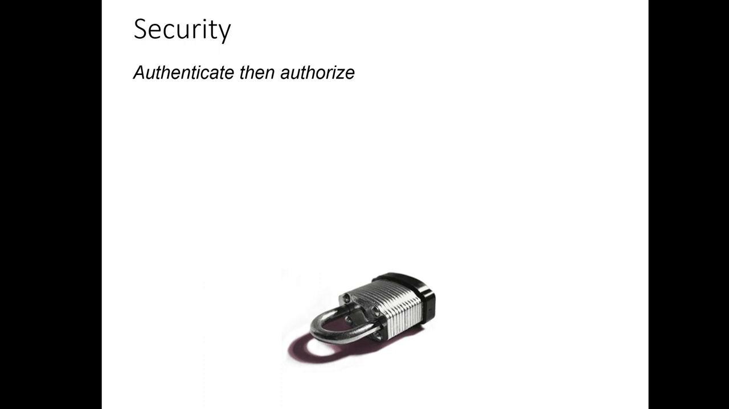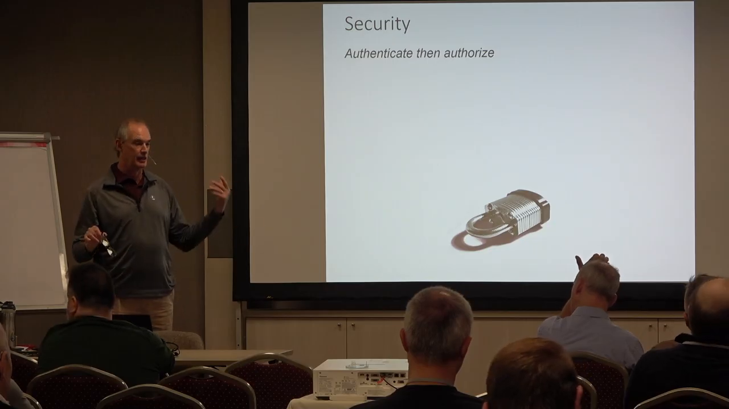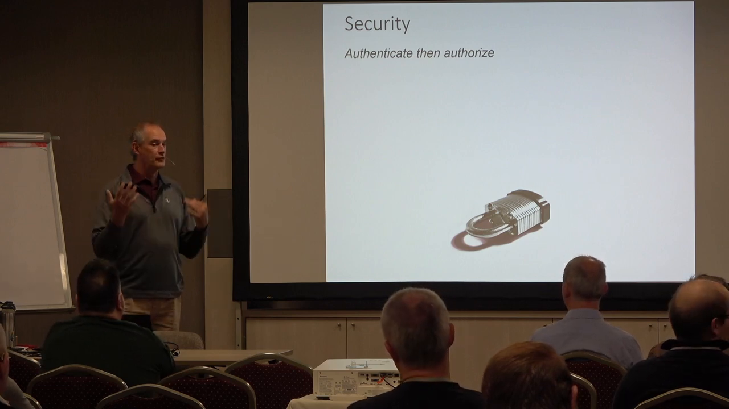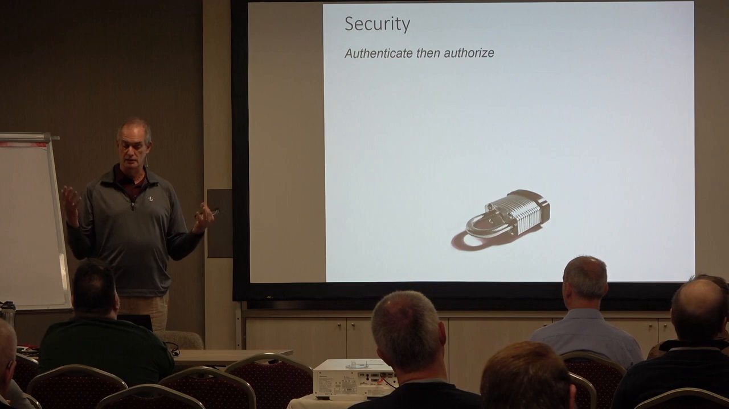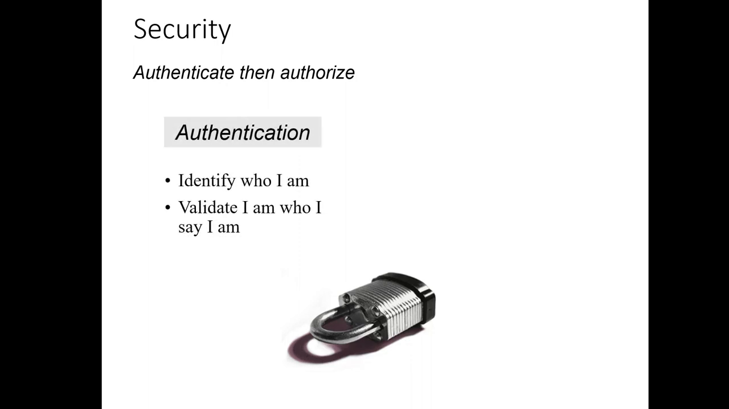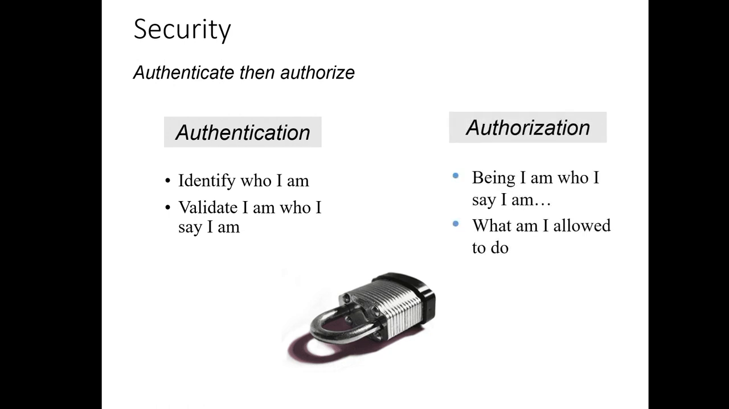So we have the database connection set up. We have the client connection set up. Now we're going to try and connect something. One of the first things you're going to run into is security, right? And there's two concepts we need to discuss relative to security. One is authentication. It's me identifying myself to the database, to validate I am who I say I am, okay? And then authorization. And the second one is where we get tripped up. Being that I am who I say I am, what am I allowed to do?